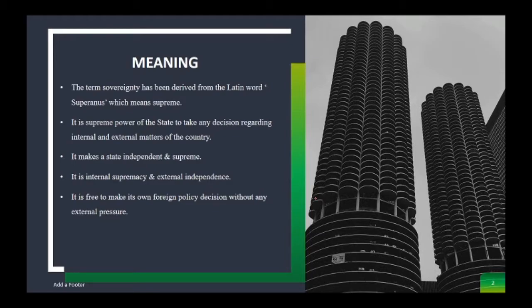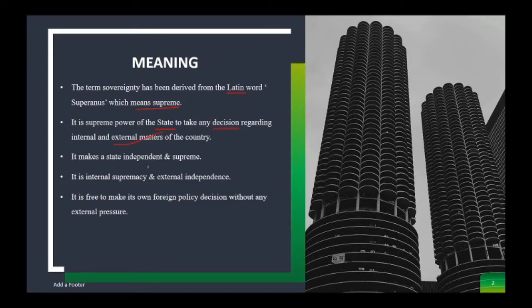What is the basic meaning of sovereignty? The term sovereignty comes from the Latin word superanus, which means supreme. So you will understand that its meaning is also supreme. It is the supreme power of the state to take any decision regarding internal and external matters of the state. So this sovereignty gives power to the state to decide the internal and external matters of the country.